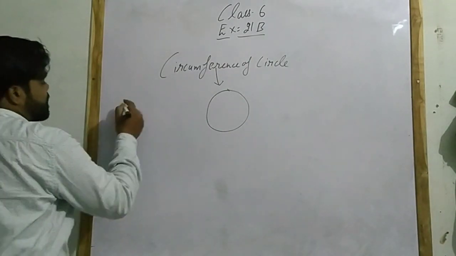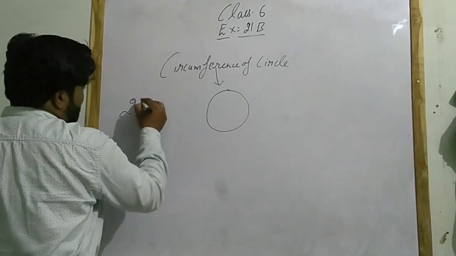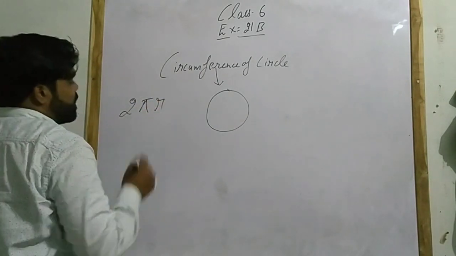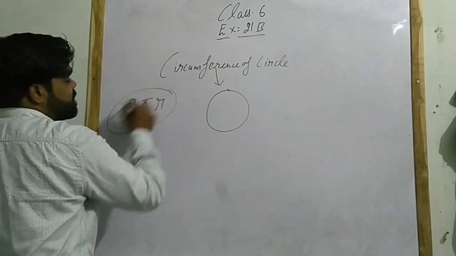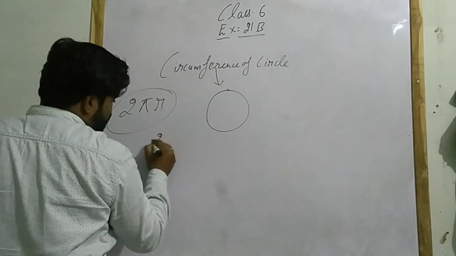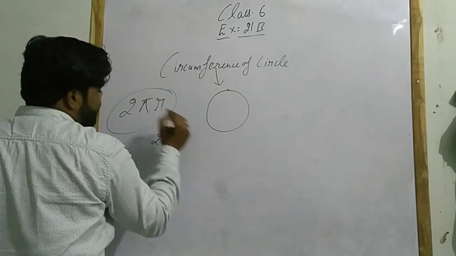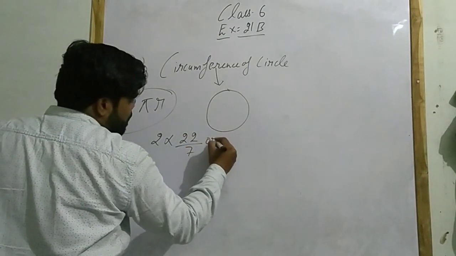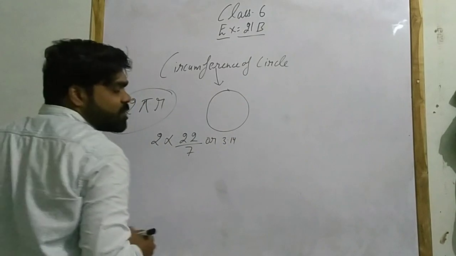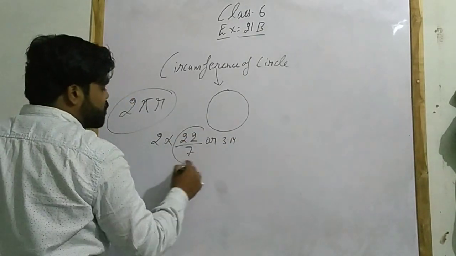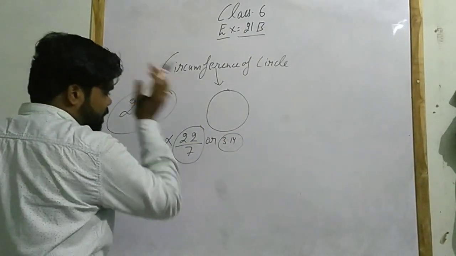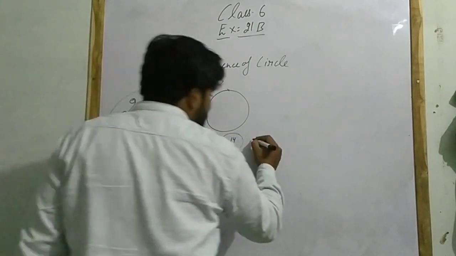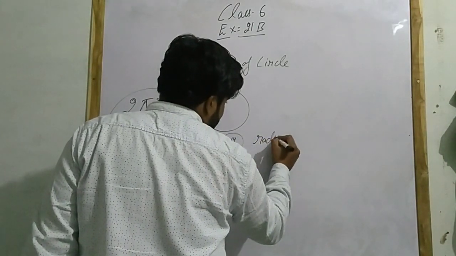The formula of circumference of a circle is 2 pi r. The 2 will be as it is. The value of pi is 22 upon 7 or 3.14. You can put 22 upon 7 or 3.14, and r is your radius.